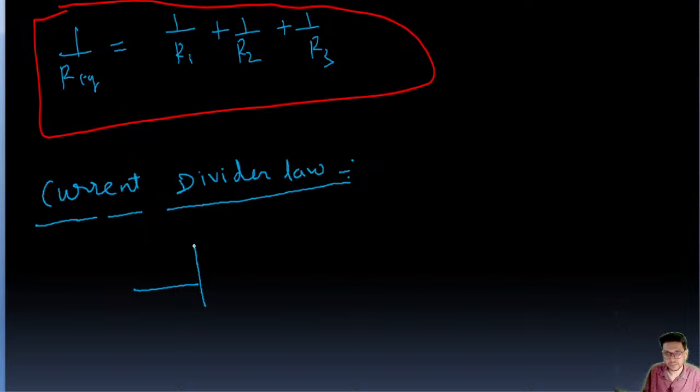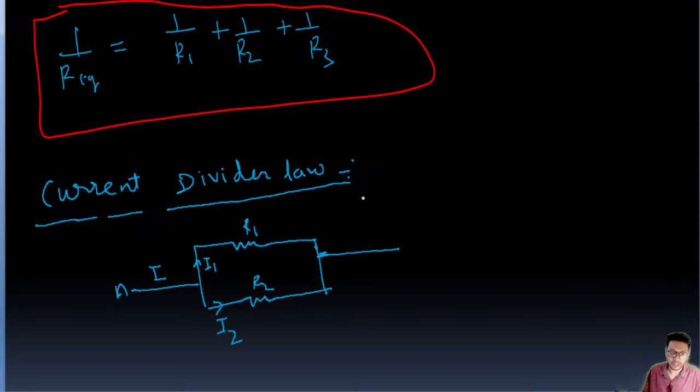So this is like this. This is A, current is I. This is R1, this is R2. This is I1 and this is I2. And we'll make an equivalent circuit for it. So this is going to be A, B and R equivalent, and this is I.